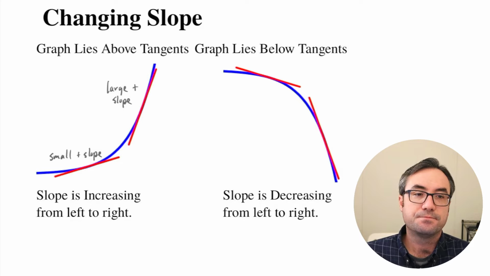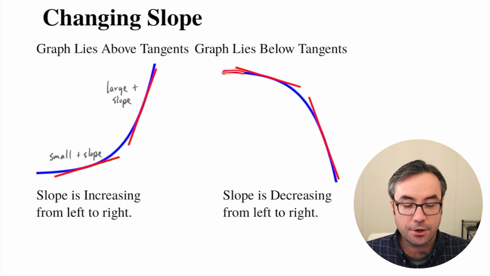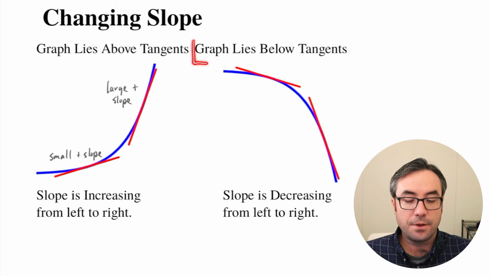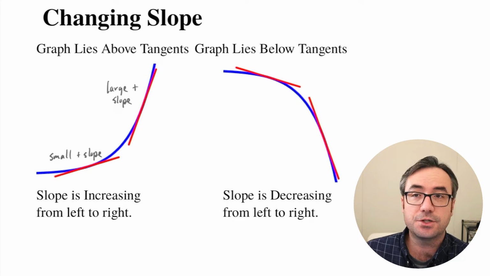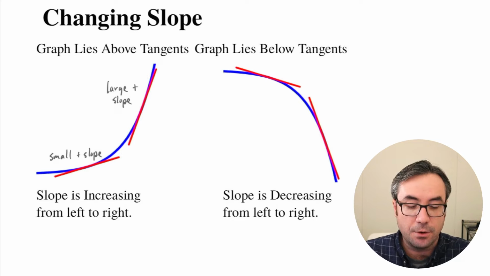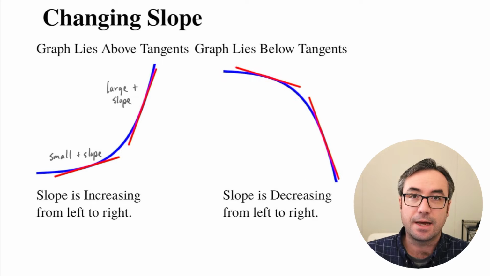Now, the opposite can happen. If we're looking at our curve and we draw in some tangent lines just to see what's going on, another option is that the graph of our function can sit below the tangent lines. And that's what we're seeing here. The curve bends below the tangent line.